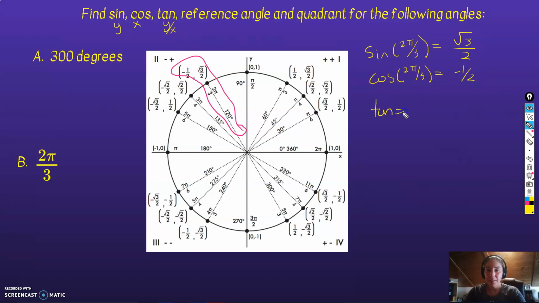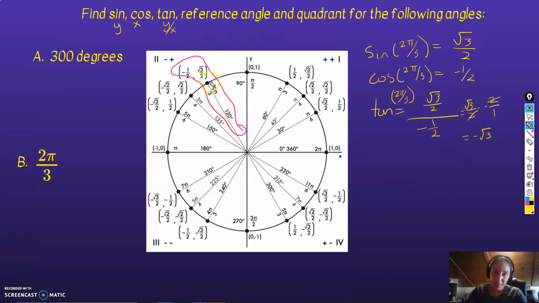Tangent of 2 pi over 3. I keep forgetting that for tangent for some reason. It is y over x, or sine over cosine. So what is root 3 over 2 divided by negative 1/2? Again, dividing by a fraction is multiplying by its reciprocal, so that's root 3 over 2 times negative 2 over 1. The 2 cancels. This will be negative root 3 again.